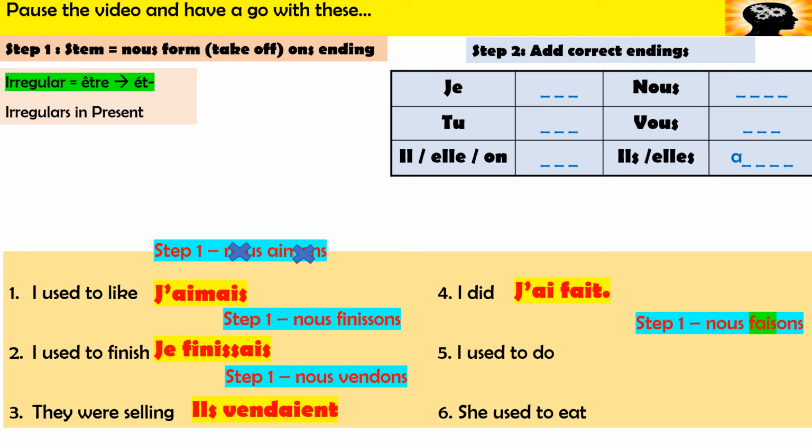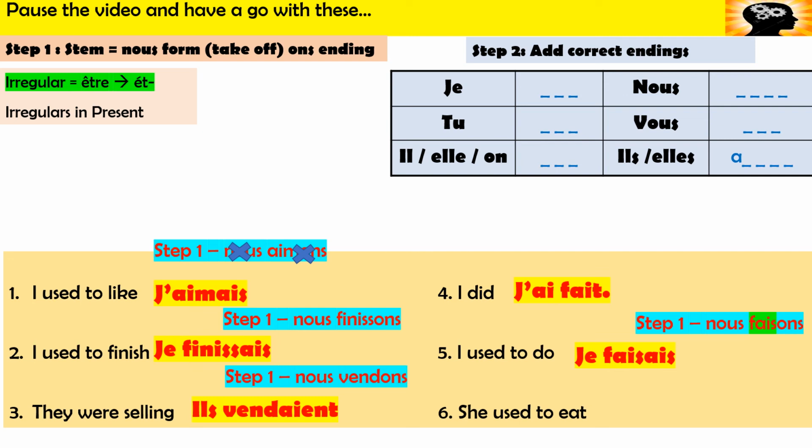And then I did. We've got j'ai fait. Remember, this was a cheeky little past tense. J'ai fait, I have done. So compare that to I used to do. Take the nous form, nous faisons. The FAIS is your stem, and it changes to je faisais.